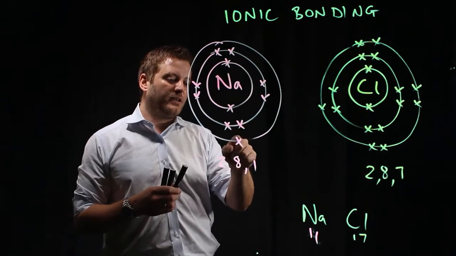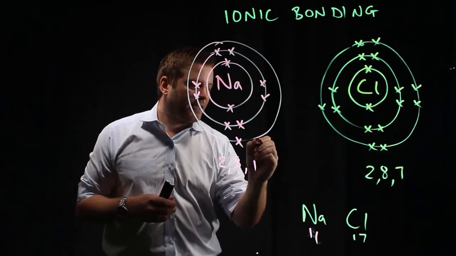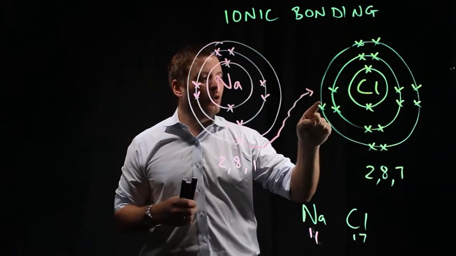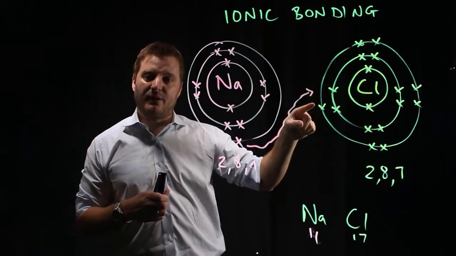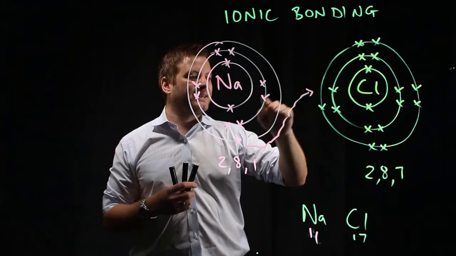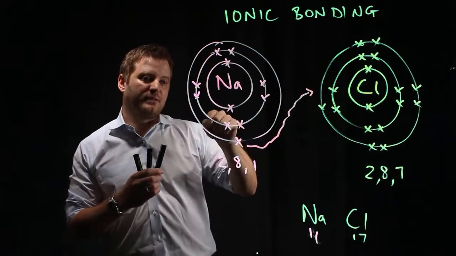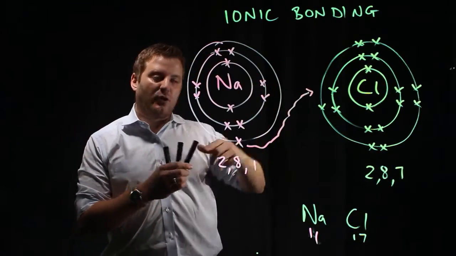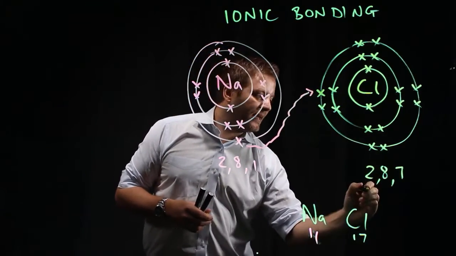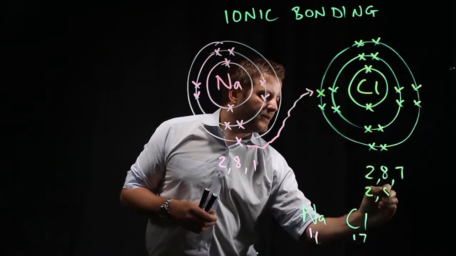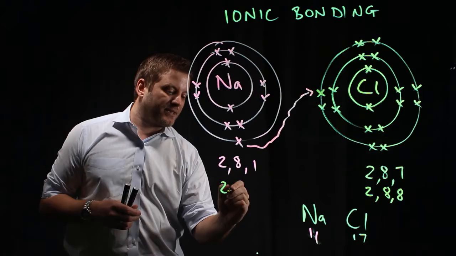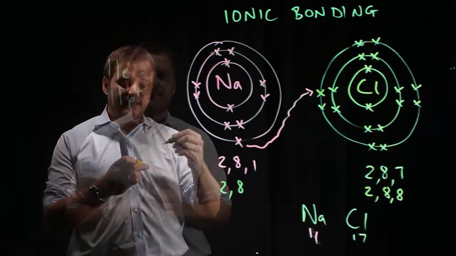So what sodium can do is give its electron to chlorine, and the reason chlorine wants it is because it wants 8 electrons in its outer shell, so it wants to be like argon. It wants to be stable, so it will accept this electron. So effectively sodium gives chlorine its electron. That means chlorine has gained an electron and has a new electron configuration, which is 2, 8, 8. Sodium has got rid of its electron, so it's now 2, 8.